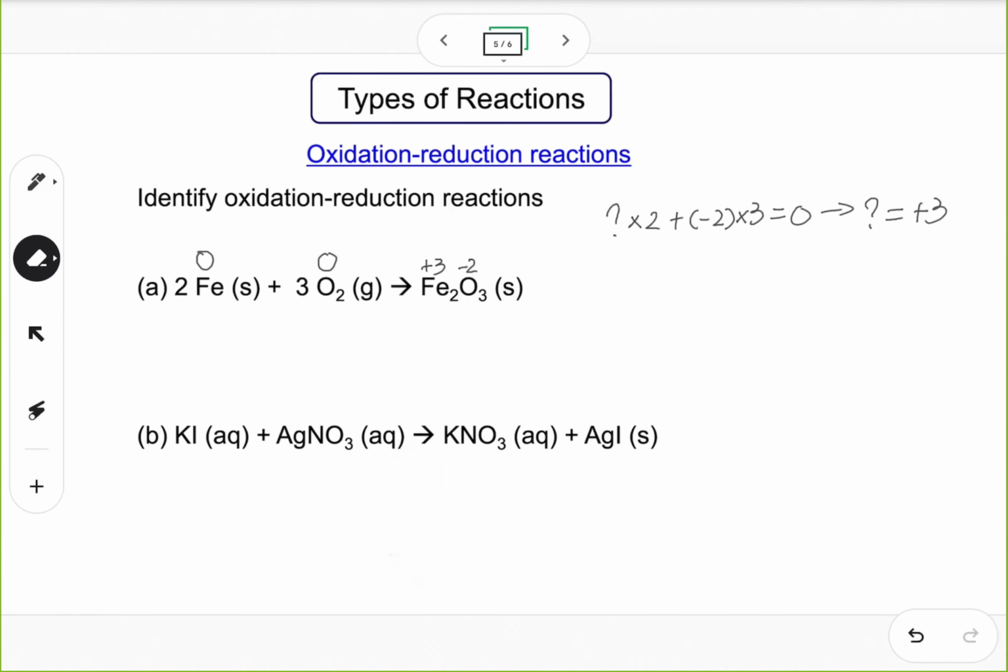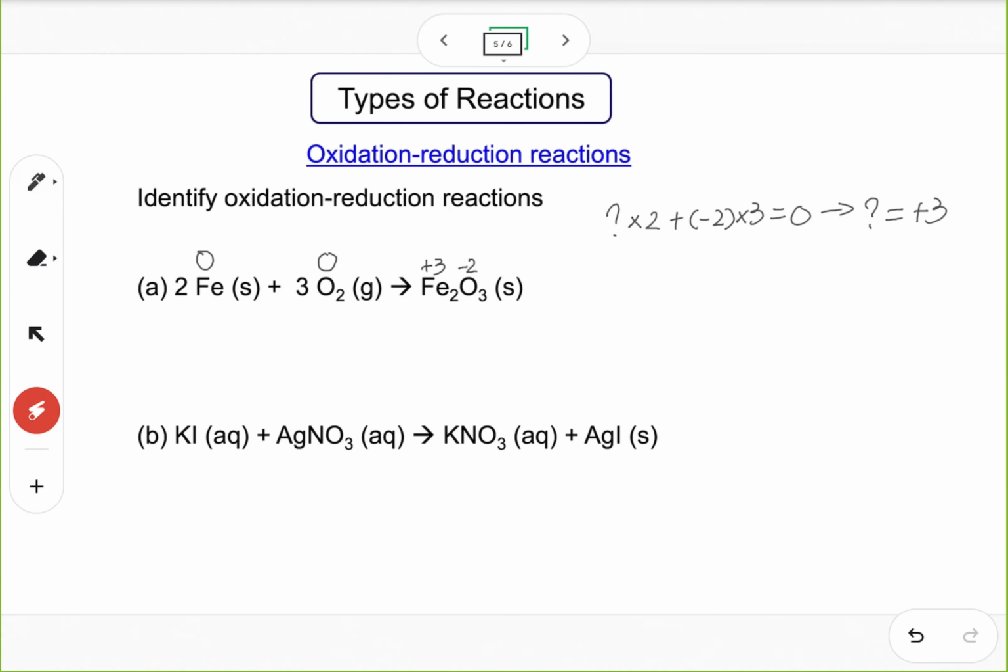Now let's compare the oxidation states before and after the reaction. Before the reaction, iron is 0. After the reaction, +3. Before the reaction, the oxidation state of oxygen is 0. After the reaction, -2. So before and after the reaction, you can see that the oxidation states of both elements changed. Therefore, this is an oxidation reduction reaction.